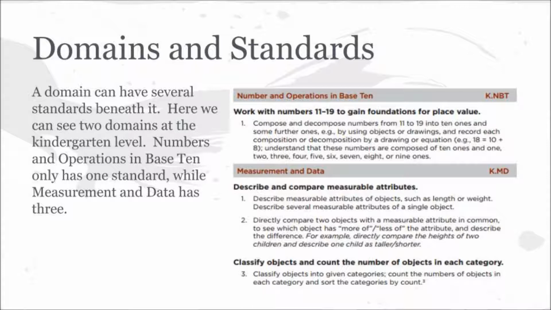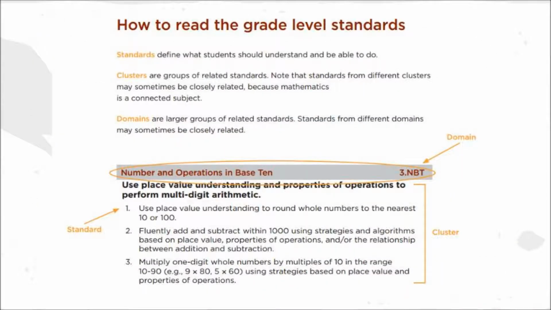Numbers and Operations in Base 10 has only one standard: work with numbers 11 through 19 to gain foundations for place value. Measurement and Data has 2 standards. So you can see that although there may be several domains, this doesn't reflect the amount of content that's being learned. Here's a look at how the standards are structured in the document itself.